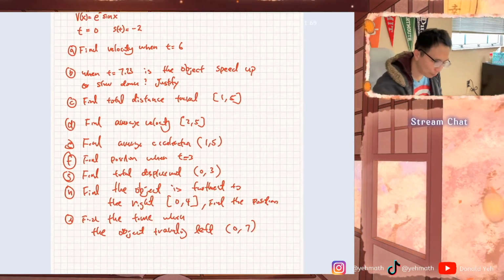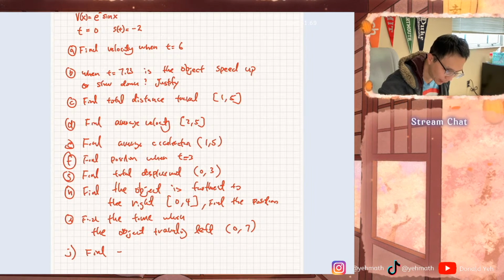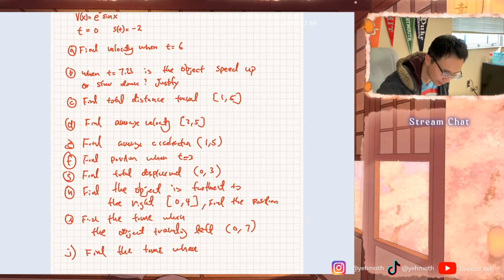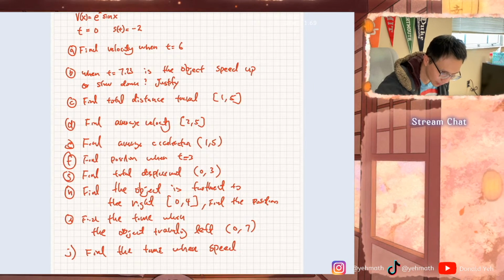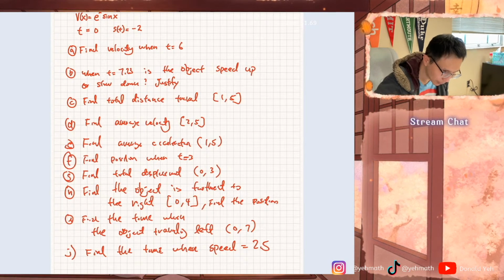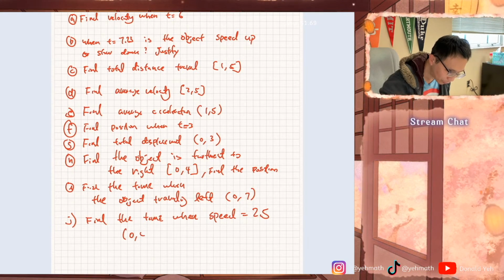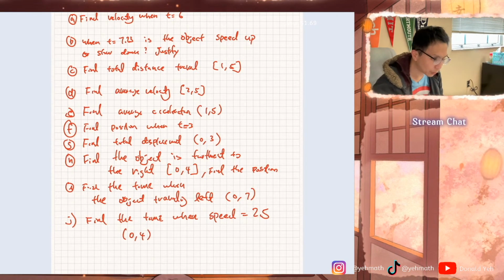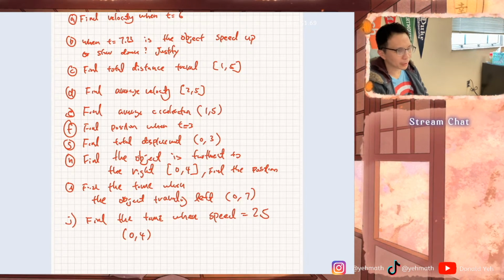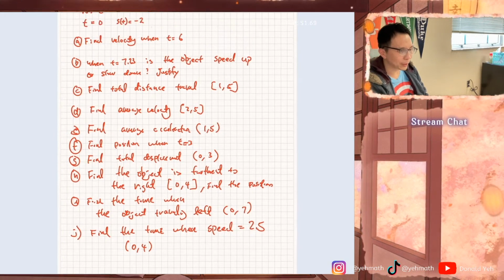Okay, I'm gonna add one more part. I want you to find the time when speed is equal to 2.5, between 0 and 4. So how do you do that? That's going to be the hardest part of your homework: how do you find the time when speed is 2.5?